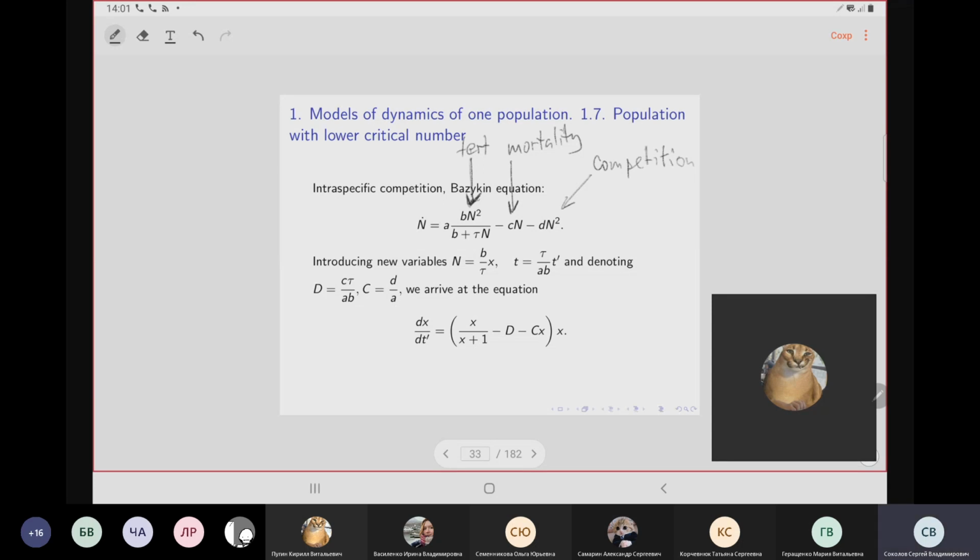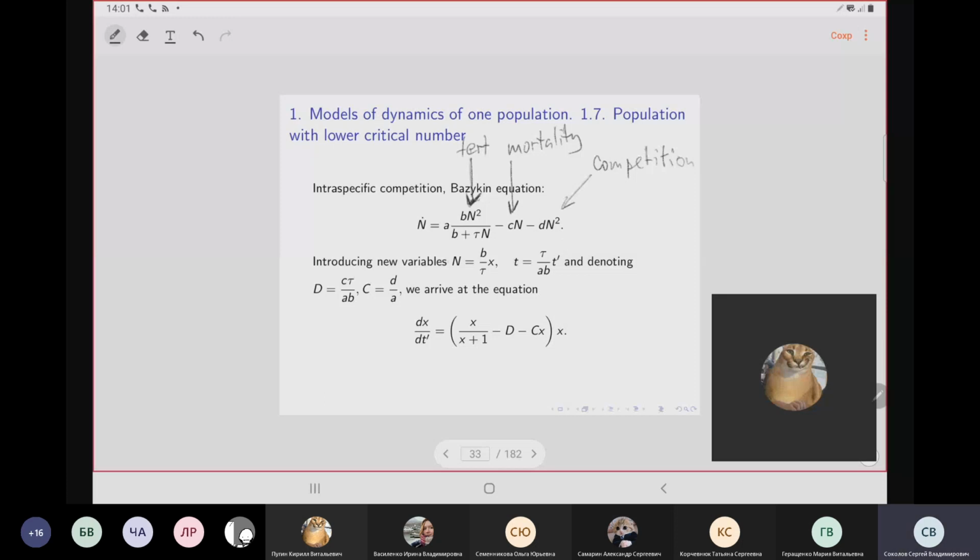It means that our species with a high density start to compete with each other. That's why they start fighting for resources, for females, for some living area. And finally, we can consider the model with negative Dn squared.